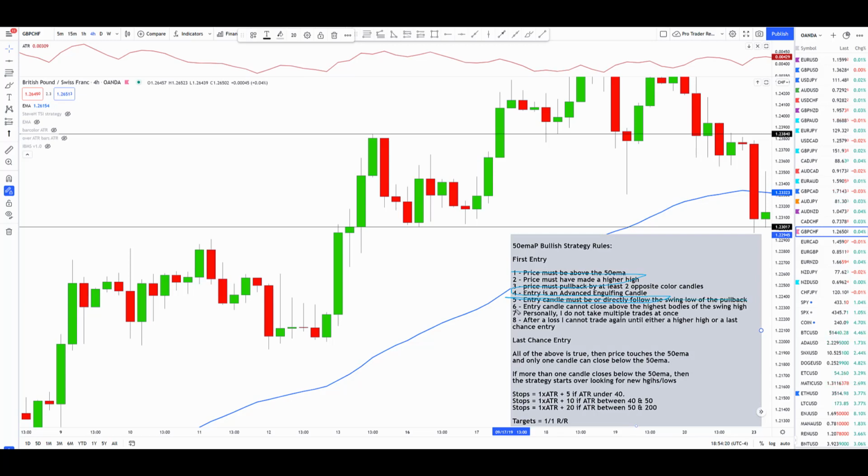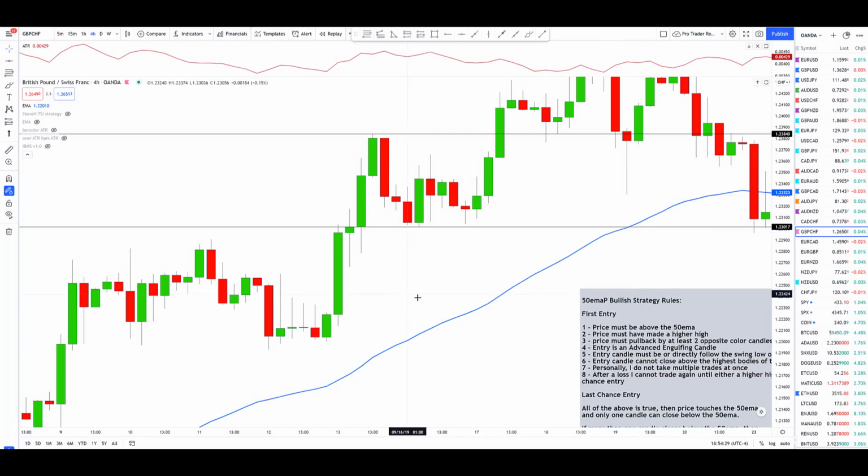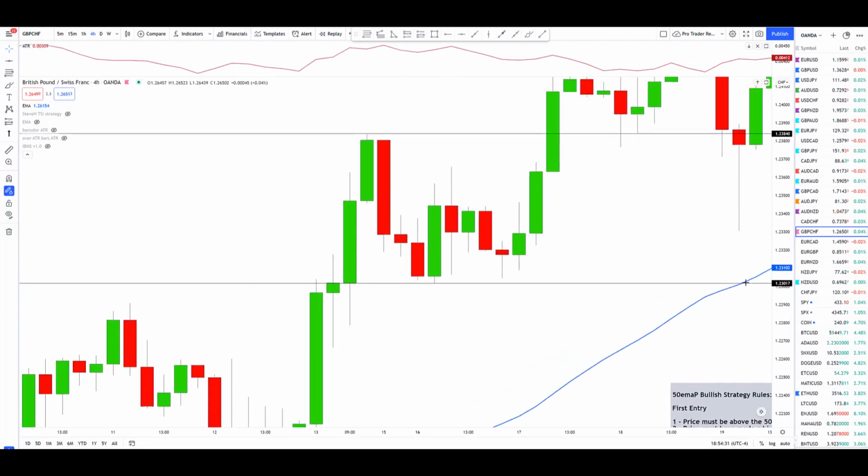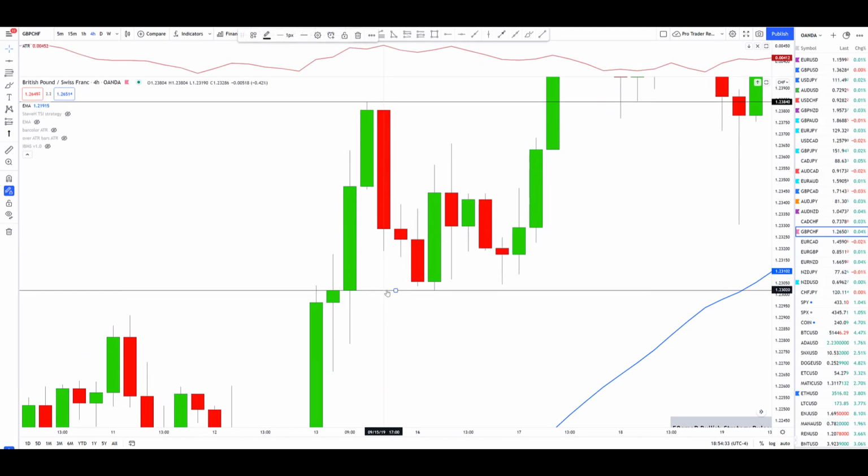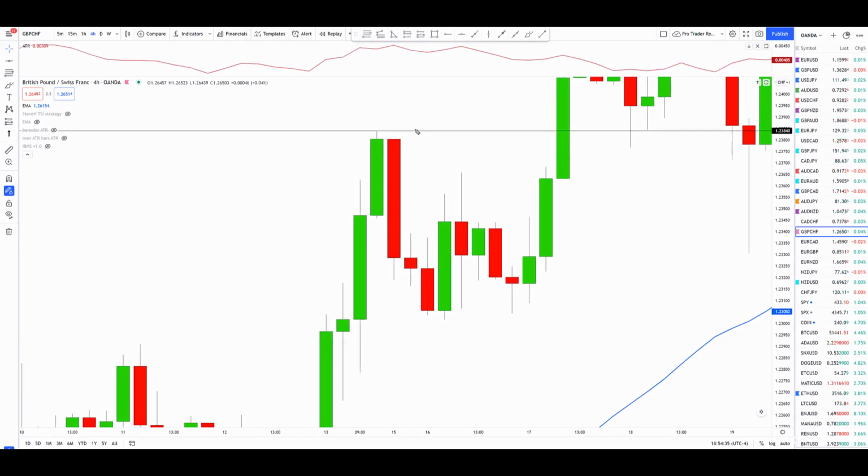Next up, the last rule we have before we can actually enter is the entry candle cannot close above the highest bodies of the swing high. Let me explain that real quick. So for the swing high, if the swing high is right here at our black horizontal line, then what do you think the highest bodies of the swing high means? It means right here. It means literally the bodies of this swing high.